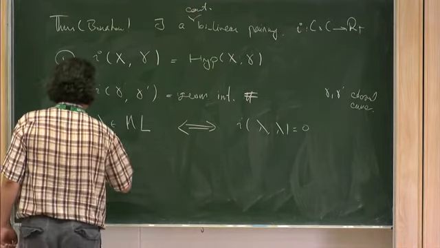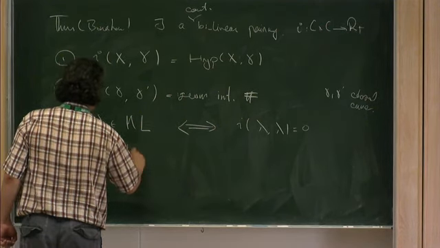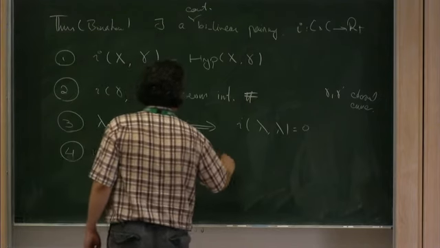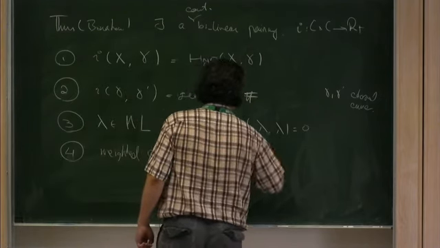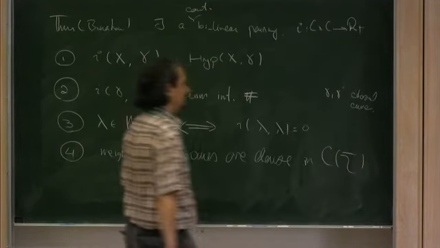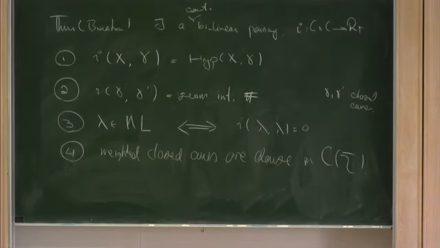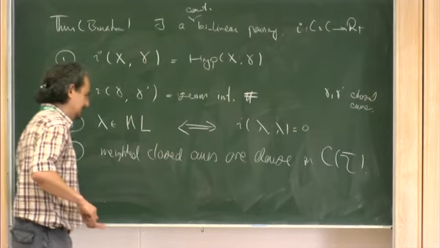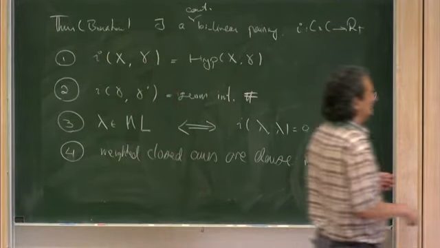So the space of weighted closed curves are dense in C of sigma. So in fact, every current can be approximated by weighted curves. Okay, so this is very nice.